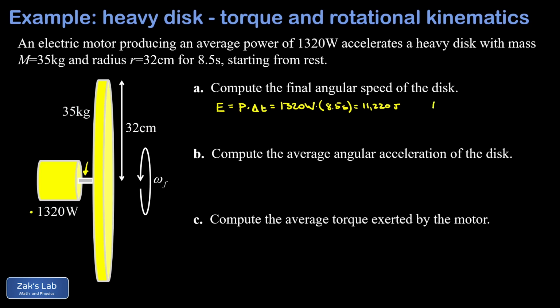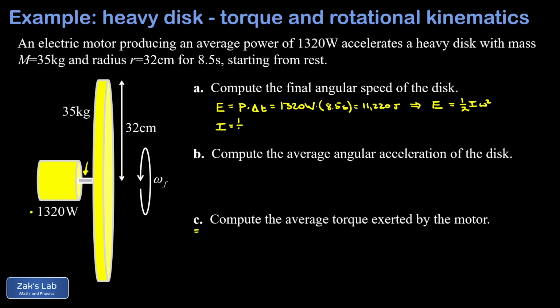So the strategy here is to say that this total energy output goes into the final rotational kinetic energy of the disk, which is given by 1/2 I omega squared, where I is the moment of inertia of the disk, and omega is the final angular speed. So we could just plug the formula for the moment of inertia of a disk into the right-hand side of this equation, but it's actually useful to separate the calculation of moment of inertia for this particular problem, because we're going to use it again in part C.